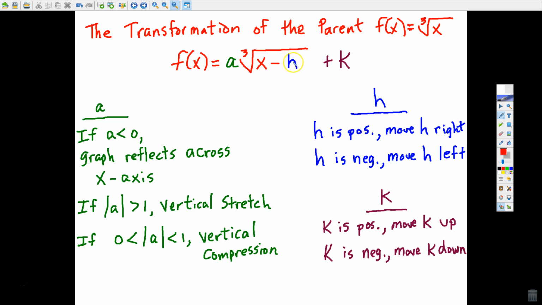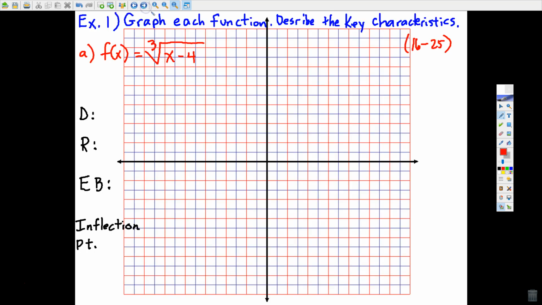H still tells us how to move horizontally, either right or left. If this number is positive, we're moving to the right. If it's negative, causing this to be addition, then we're going to be moving to the left. K tells us how to move vertically. If K is positive, we move up. If K is negative, we move down. So with that said, let's try doing some examples like your homework for this lesson.